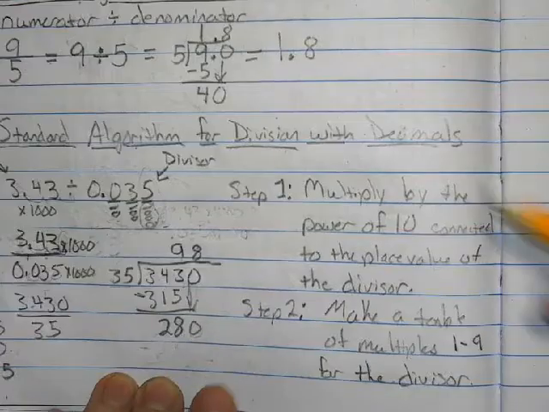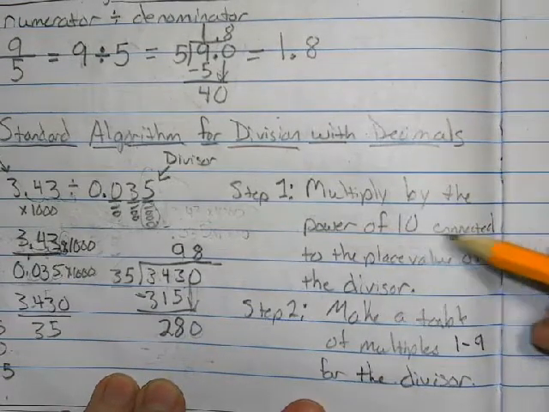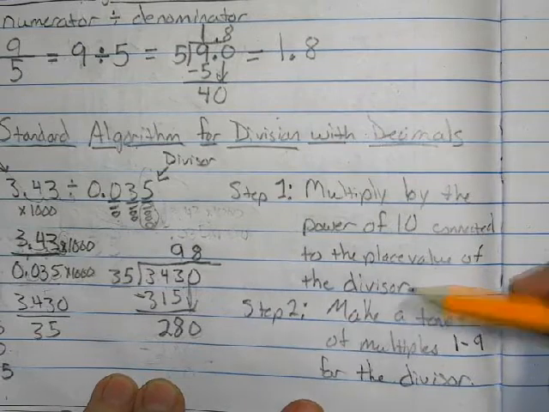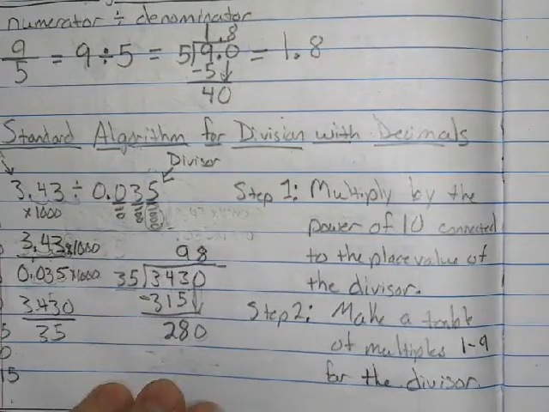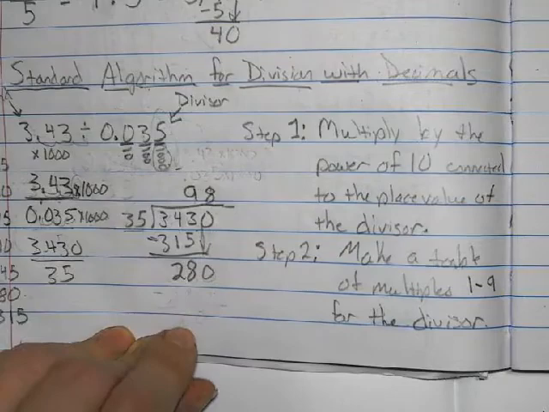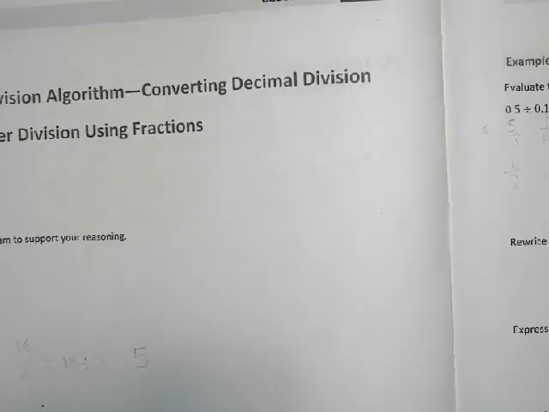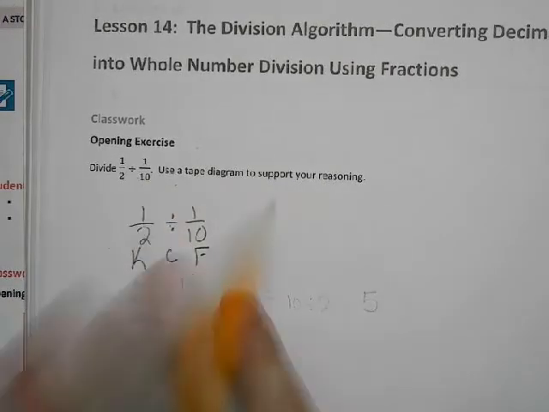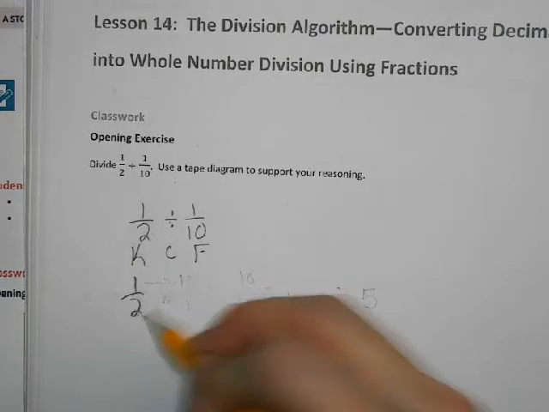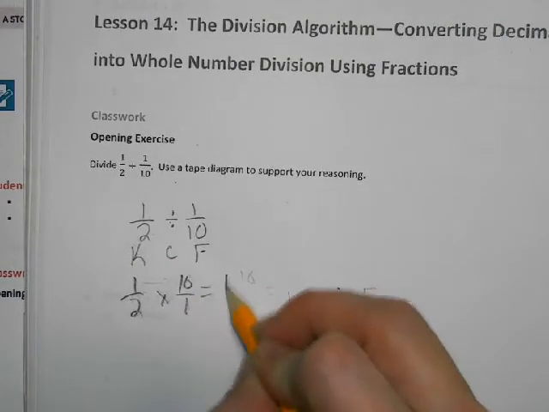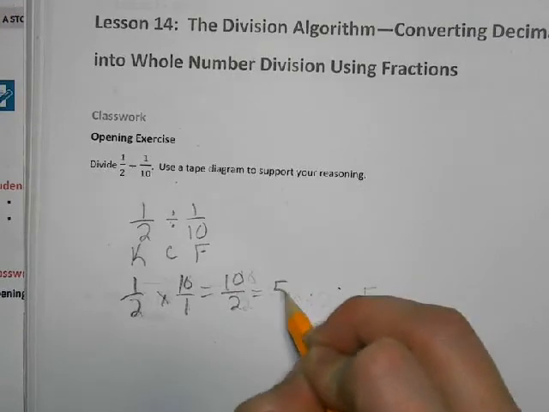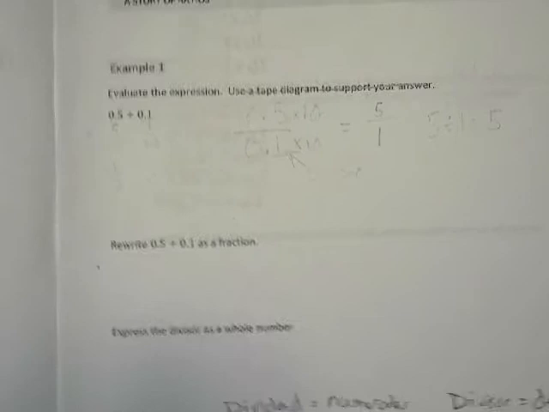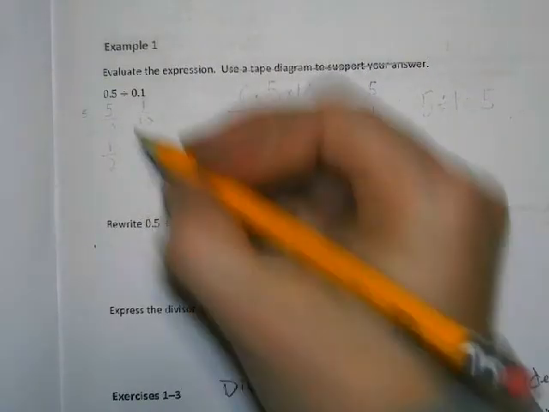So your first step is to multiply by the power of 10 connected to the place value of the divisor. And then step 2, make the table, and then you're able to divide. Now, if you open your book up to lesson 14, you start with a fraction. So the fraction is 1/2 divided by 1/10. If you invert and multiply, you have 1/2 times 10 over 1, and you get 10 divided by 2, which is equal to 5.